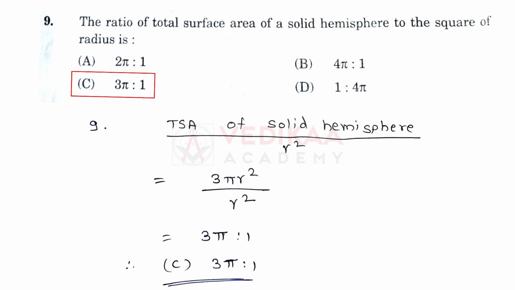Question number 9. Find the ratio of the total surface area of a solid hemisphere to the square of its radius. We know that the total surface area of a solid hemisphere is equal to 3 pi r square. So the required ratio is 3 pi r square upon r square, which comes out to be 3 pi is to 1. So the correct option is C, 3 pi is to 1.